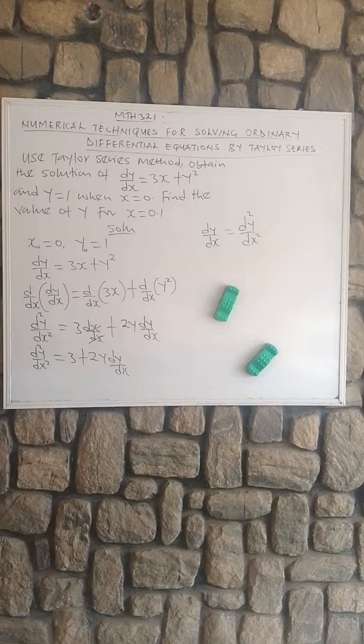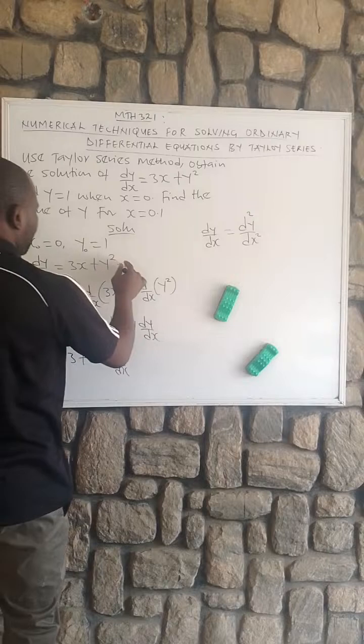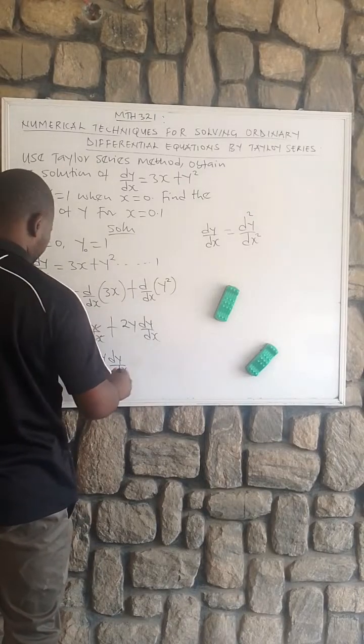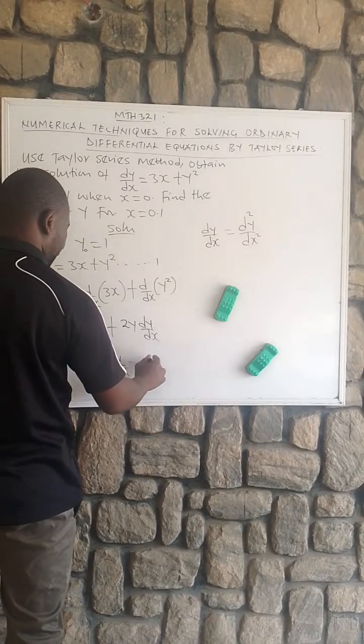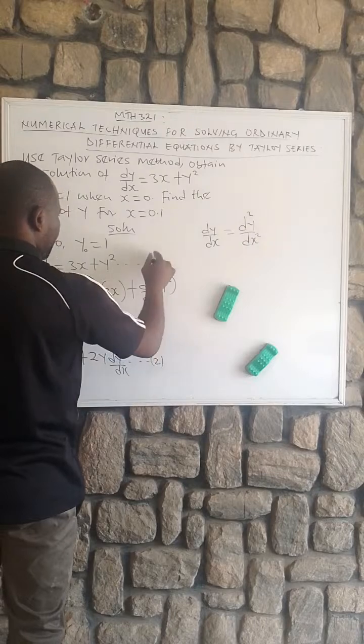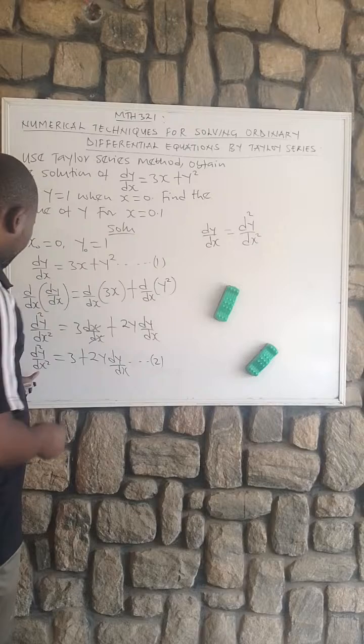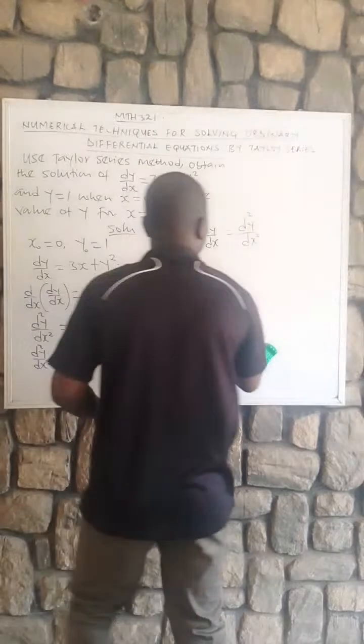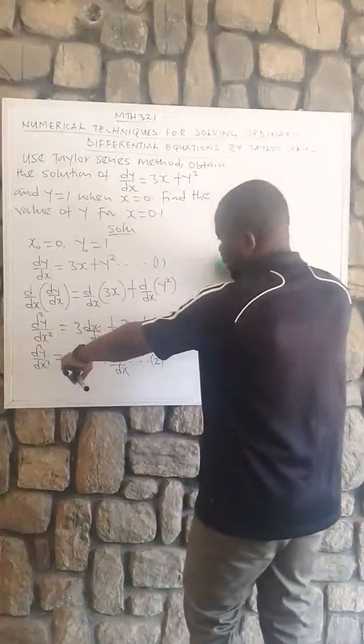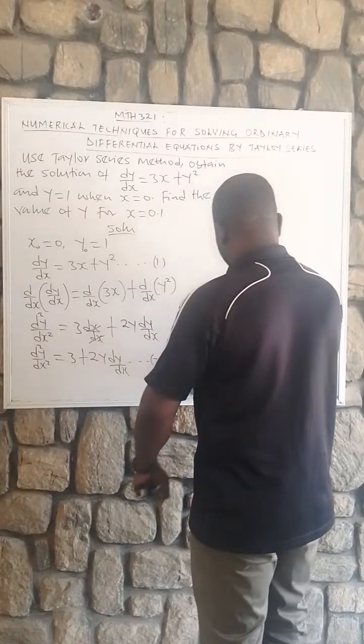Okay, if there is no question, we can proceed, right? So you can now see that we assume this first one as equation 1. This is equation 2, right? Okay, so let's move further to differentiate this function again. This is the second order differential equation again.